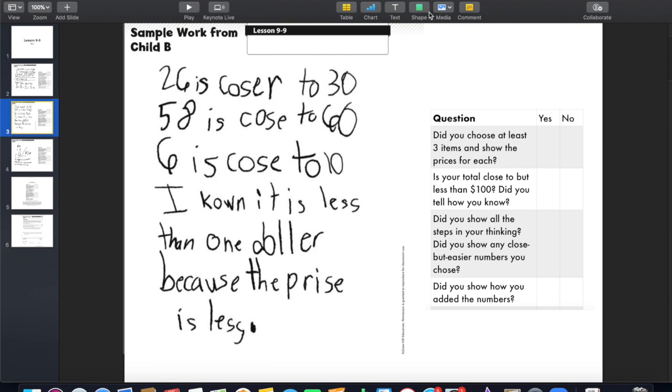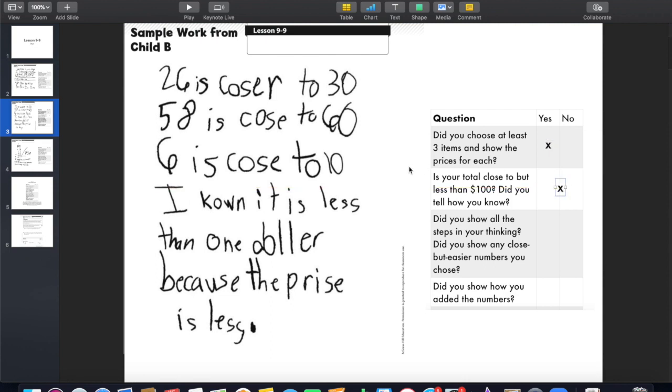Let's go through our checklist and talk a little bit more. So it says, did they choose at least 3 items and show the prices? Yep, they chose 3 items, showed their price. Is their total close to but less than 100? Did they tell how they know? I would put that one in the middle.